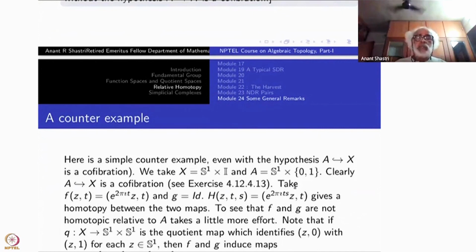Okay. So what is this? This counterexample is also simple. You start by taking the cylinder S1 cross I. X is S1 cross I. A is S1 cross 0 union S1 cross 1, namely, the two brims, the boundaries of S1 cross I. Okay, the two circles. A to X is a cofibration.